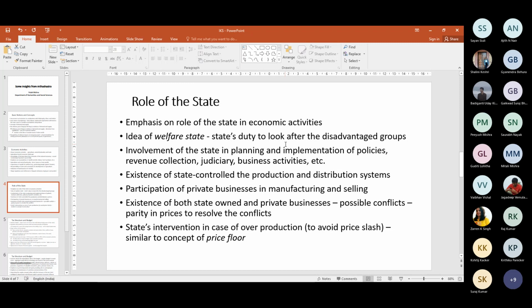Again, the role has changed definitely. Like at one point of time, government used to construct roads, bridges, etc. Government basically used to have strong presence in development of infrastructure. Now, instead of government spending money for infrastructure purposes, in many cases, we see public-private partnerships. So the nature of intervention of the government has changed, but again, role of the state is very much there.